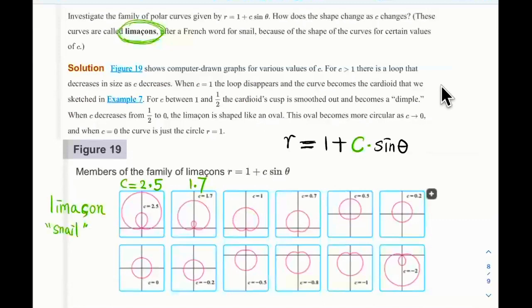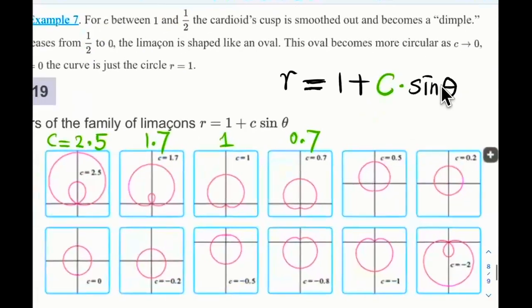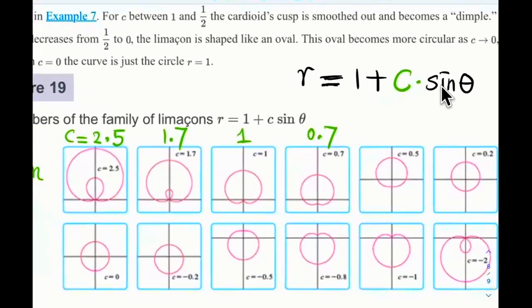And what happens when c equals 1? There's no inner loop anymore, right? It looks like a heart now, okay? So now what happens when c is 0.7? It moves down, right? It looks like a dimple, kind of like a peach upside down. So a dimple like this, and then it's 0.5. What does it look like to you now? More and more like a circle, right?